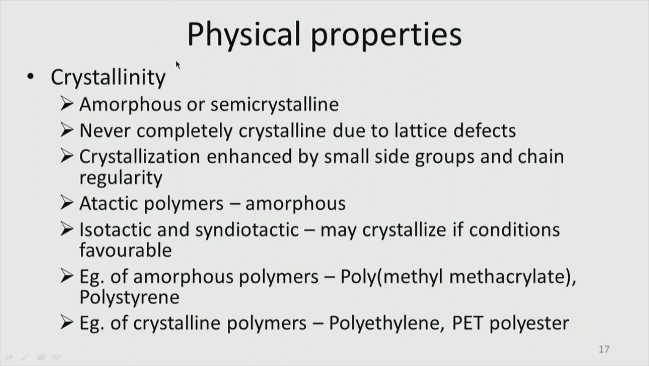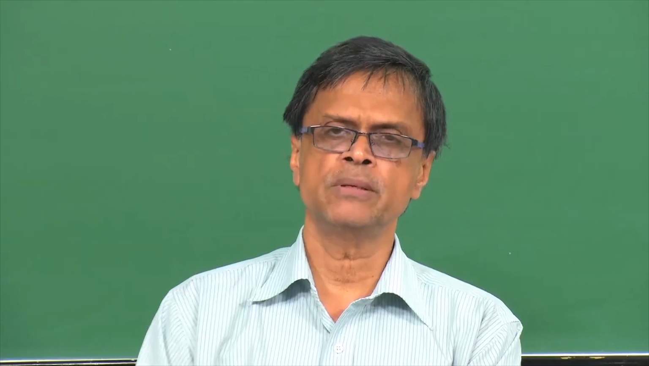Polymers also have some crystallinity. They could be amorphous or semi-crystalline. They can never be completely crystalline, unlike your metals. So, there could be some amorphous region and some crystalline region. If there is degradation, the amorphous region may get degraded first.